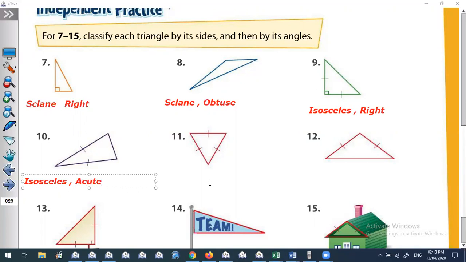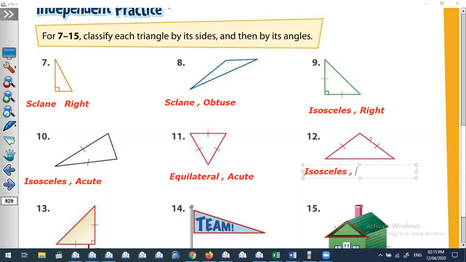Acute. Here we have three sides equal in length, the same length, so it will be equilateral. What about the other type? Here we don't have a square corner, we don't have an angle more than right, so it will be an acute triangle. Here in this example we have two sides equal in length, so it will be isosceles. What about the other type?